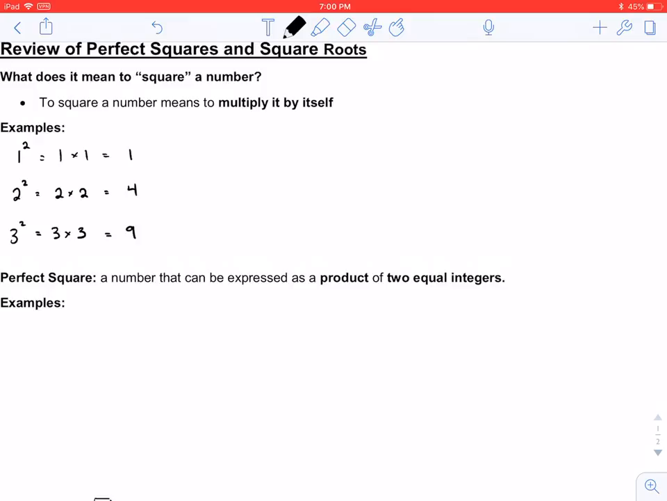And you can keep going. What I want you to do after watching this video is fill in the rest. Do all the way up to 12. So fill in the rest. And yeah, we'll move on to what is a perfect square.